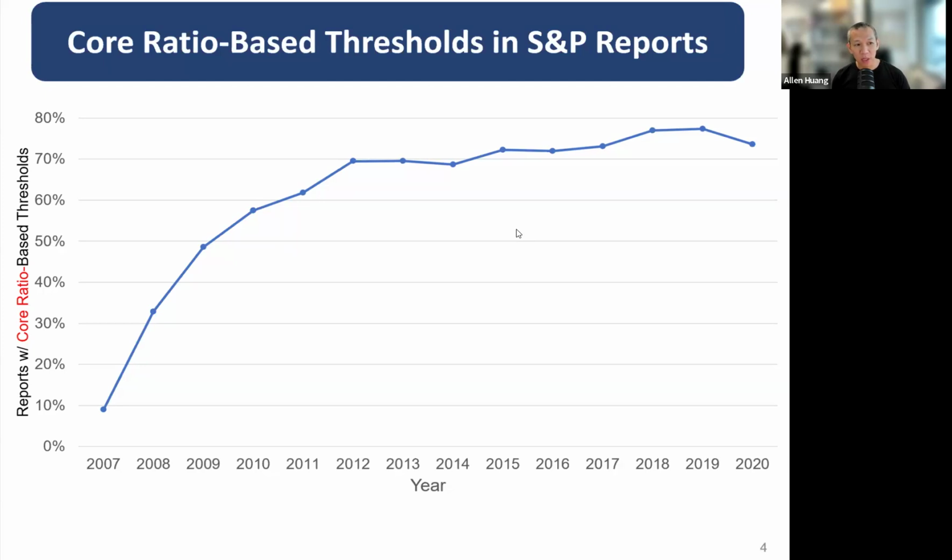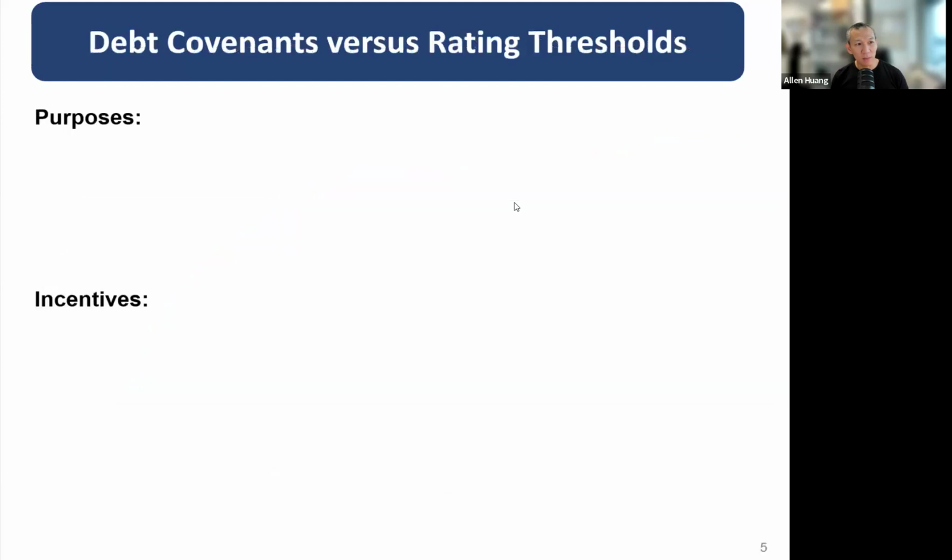Now, the ratio remains stable after about 2010, 2011, and right now, about 70 to 80%. In 70 to 80% of the reports that are issued by S&P, they contain at least one of these two core ratio-based thresholds. A very similar downside trigger that we see is debt covenants. Debt covenants and rating thresholds are both conditions that affect companies' ability to raise debt and affect debt investors.